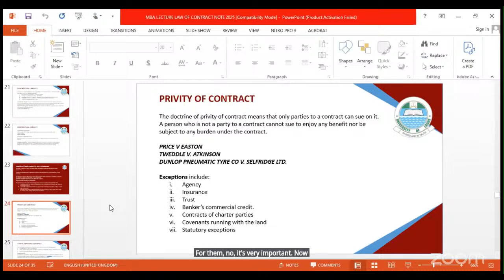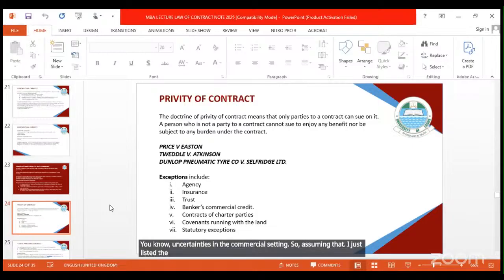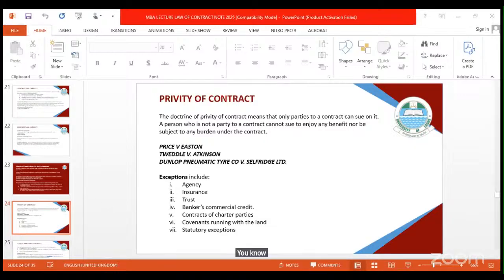Now, if we insist that for every contract, they must be the same parties, and that those parties alone can benefit, then there will be uncertainties in a commercial setting. So assuming that Her Excellency the governor, for instance, has superstore shops in Abuja, Port Harcourt, Kano, Lagos, name them.